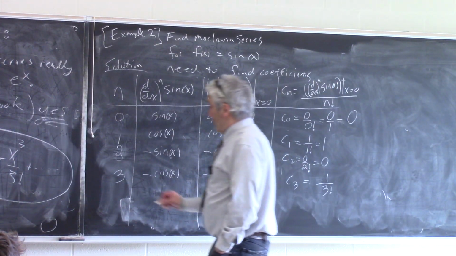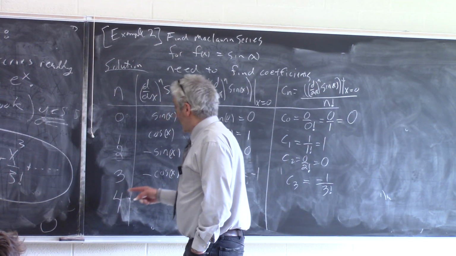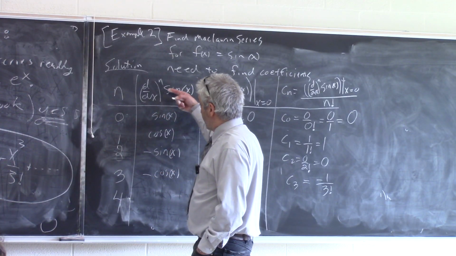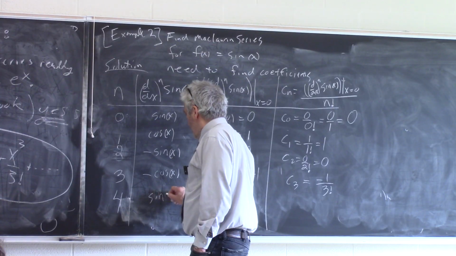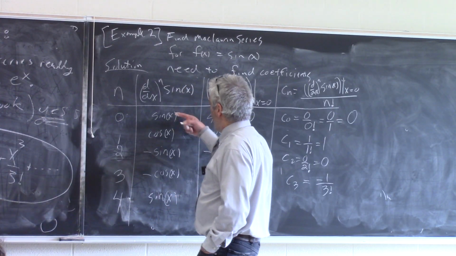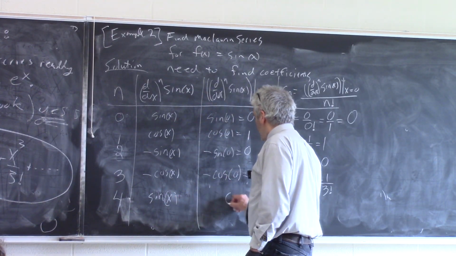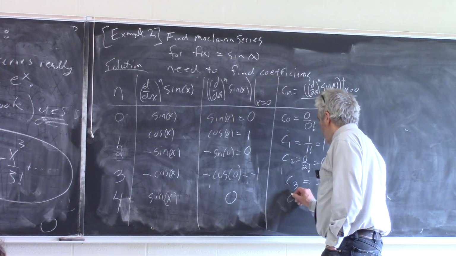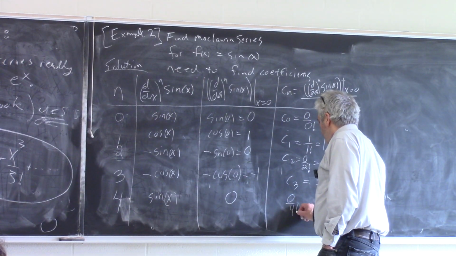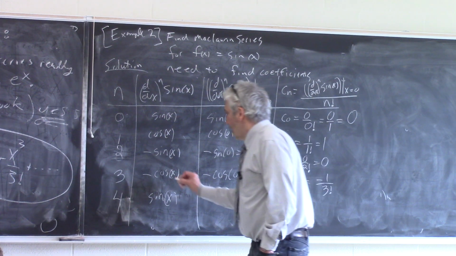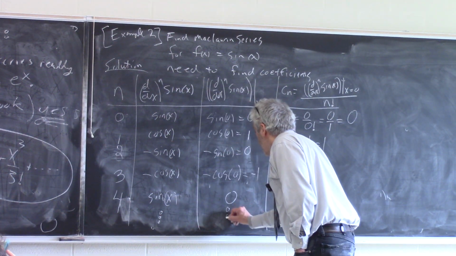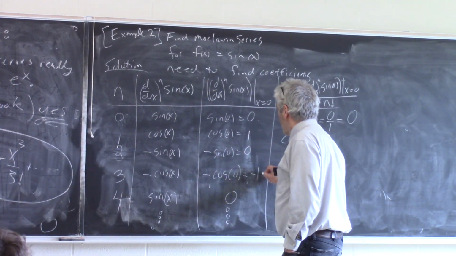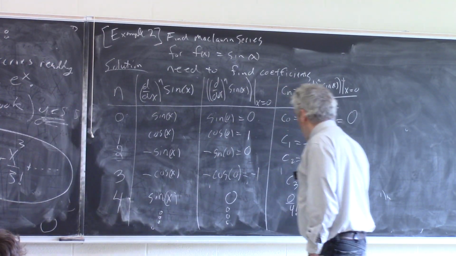Let's keep going. When n is 4, I take the derivative again. So I have 4 derivatives. That means I take the derivative of this, and I get sine of x. Oh, well, I've come back to where I started. I'm going to have 0, and I'm going to have 0 over 4 factorial. So from here on, this pattern repeats: 0, 1, 0, negative 1, 0, 1, 0, negative 1, and so forth.